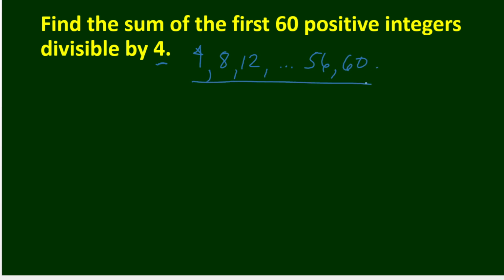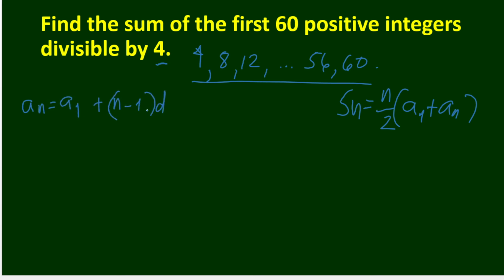Almost the same dun sa second, third, and fourth example natin. So, ang kailangan lang natin is yung si n. Kailangan natin isolve si n kasi we have S of n is equal to n over 2 a sub 1 plus a sub n. Meron tayong a sub 1 which is 4, tapos meron tayong a sub n which is 60. So, hanapin natin ng n. A sub n is equal to a sub 1 plus n minus 1 times d.